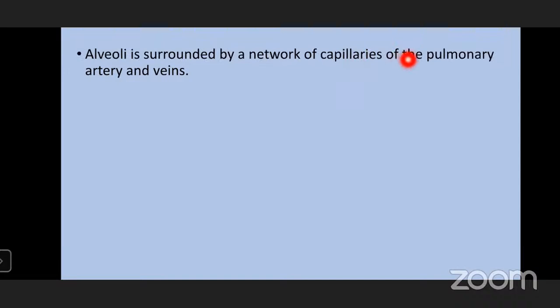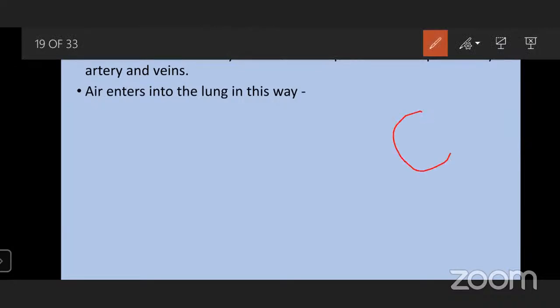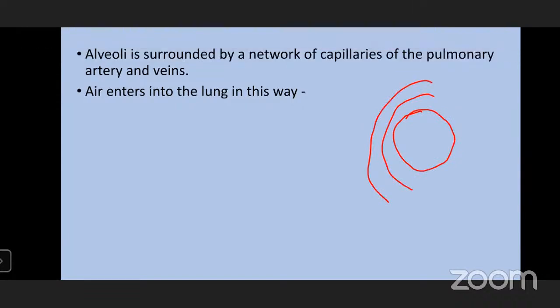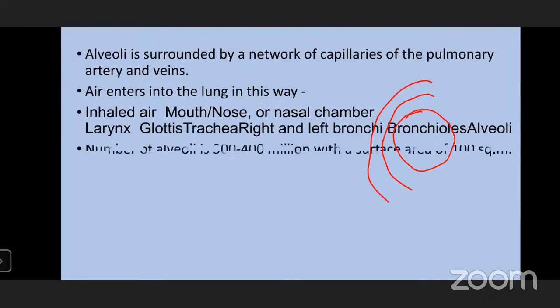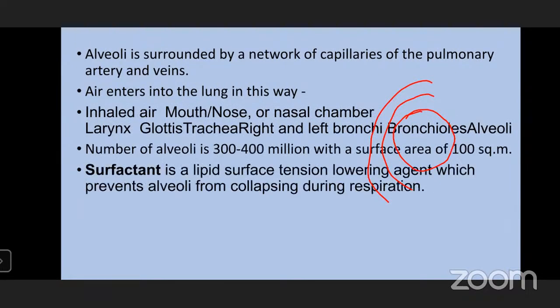Next thing is the alveoli are surrounded by a network of capillaries of pulmonary arteries and veins. Okay, so this is the alveoli and they are surrounded by the capillaries of arteries and veins. So here there is exchange of gases between them. Okay, air enters into the lungs in this way. Now this is the passage of air.